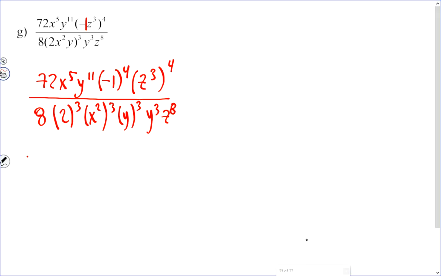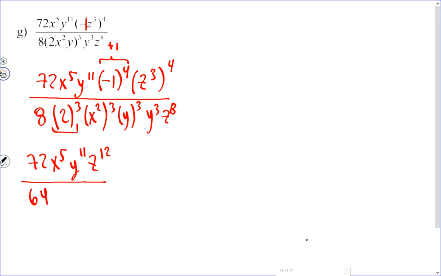So what do we get? 72, x to the 5, y to the 11. This is positive 1, so I don't need to write it. Z to the 12. On the bottom, we have 8 multiplied by this. We already talked about this. 2 to the 3 is 8. So 8 times 8 is 64. I have x to the 6. I have y to the 3 times y to the 3, which is y to the 6. And then I have z to the 8.